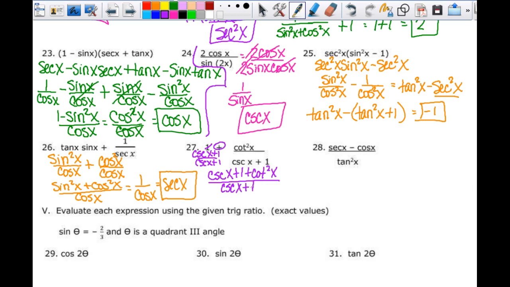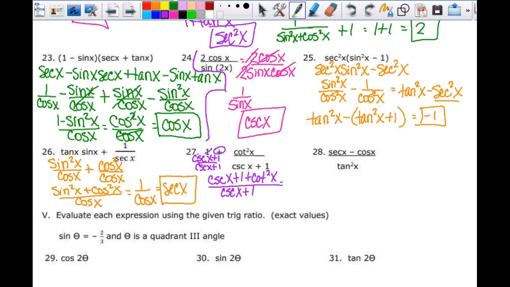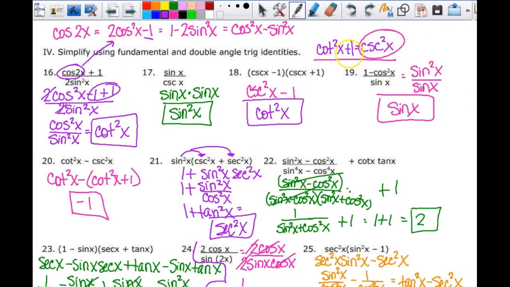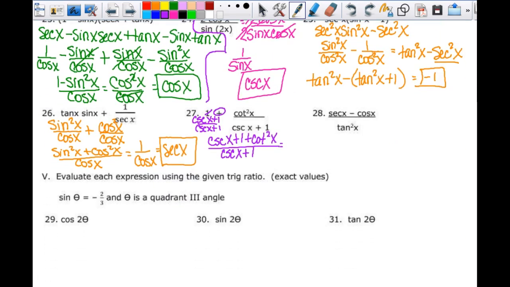Right. And then I'm going to change the cotangent squared to be cosecant squared minus 1, because that comes from this right here. Cotangent squared would be cosecant squared minus 1. So this gives me cosecant x plus 1 plus cosecant squared x minus 1 all over cosecant x plus 1.